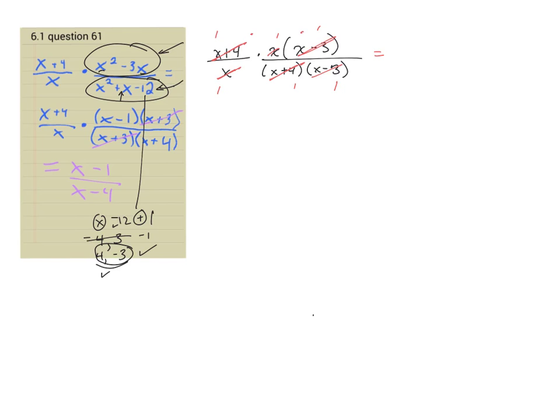So in the end, I'm multiplying 1 times 1 times 1 on the top, and 1 times 1 times 1 on the bottom. So I get 1 divided by 1, which is just 1. Okay, hopefully that helps with that question.